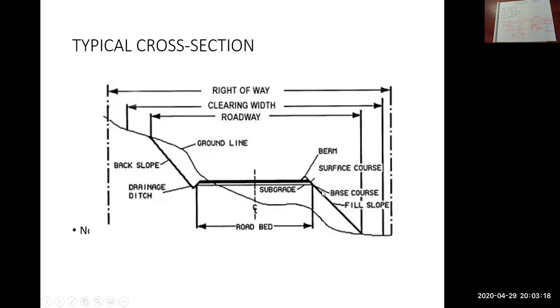They range from 1-to-1 to 2-to-1, 3-to-1. So the higher the number, the flatter it is. This looks like a 1-to-1, I would say. So meaning 1 horizontal to 1 vertical. That's what 1-to-1 is. 2-to-1 would be 2 horizontal to 1 vertical.